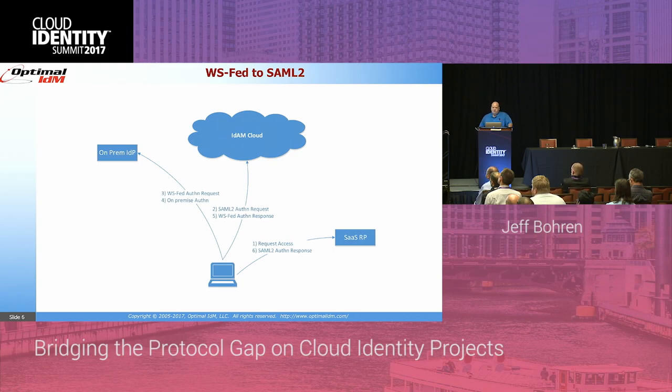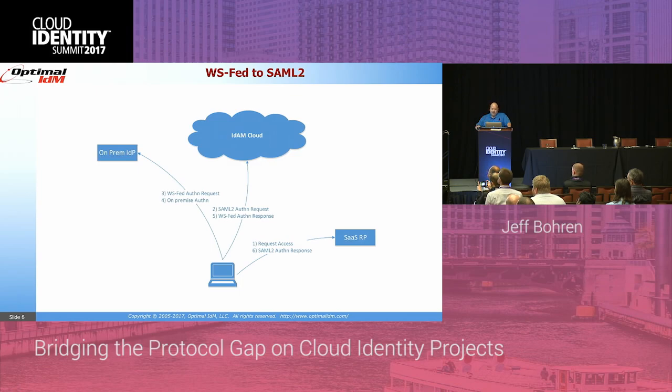So the user starts at the cloud reliant party, gets redirected to the cloud identity service with the SAML2 authentication request. This is a SAML2 cloud reliant party. Now at this point, we have home realm discovery. Home realm discovery is a whole other topic that I could do a whole other presentation on, but for now, we'll just assume that you have to figure out where to authenticate the user.